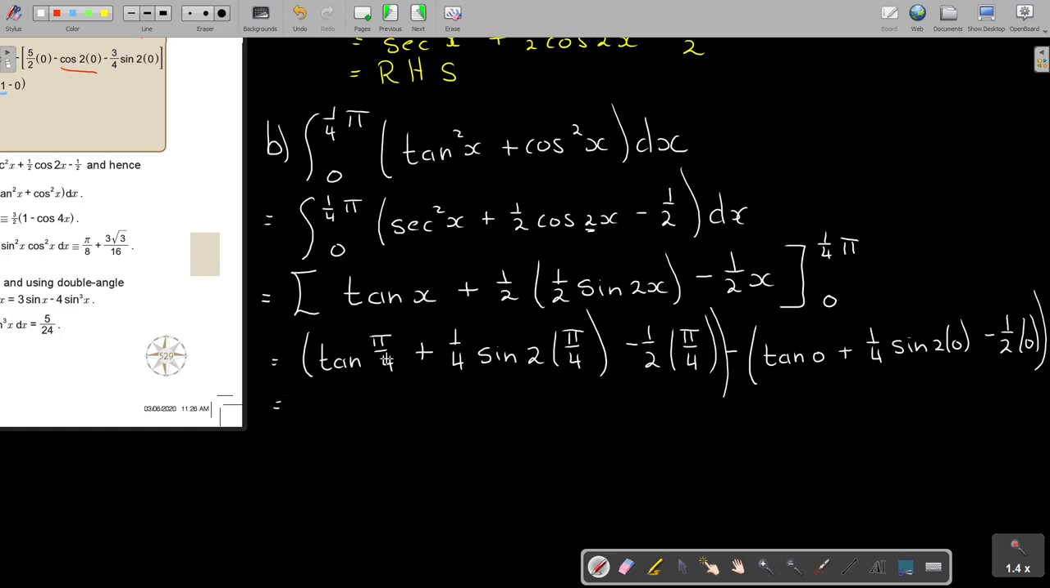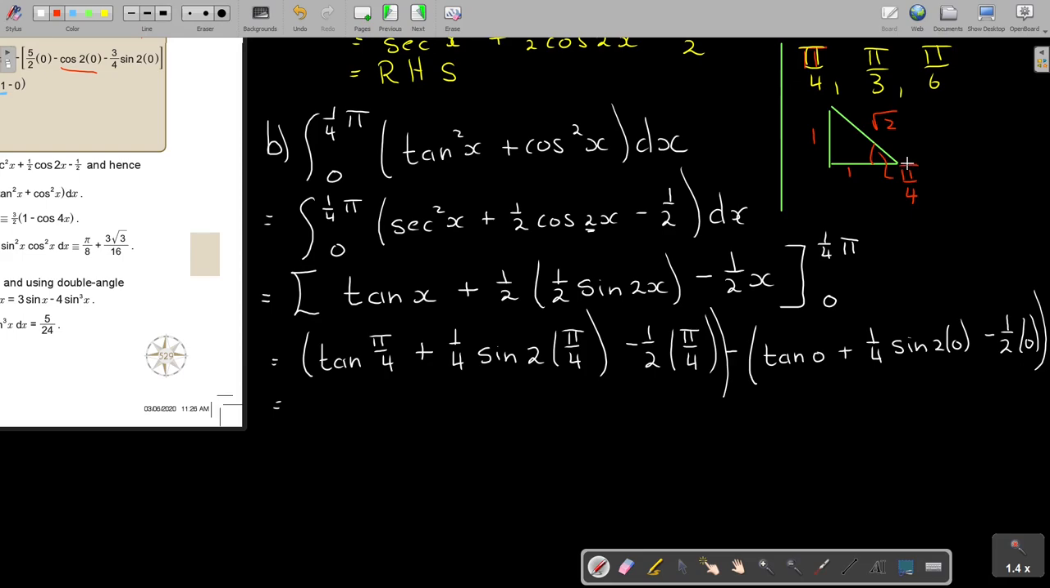As soon as I see π over 4, or π over 3, or π over 6, I must go for my special triangles. Let me draw a line and take another color. In this case, π over 4 is going to be my isosceles triangle. Can you remember your isosceles? This is going to be 1, 1, square root 2. This is π over 4.